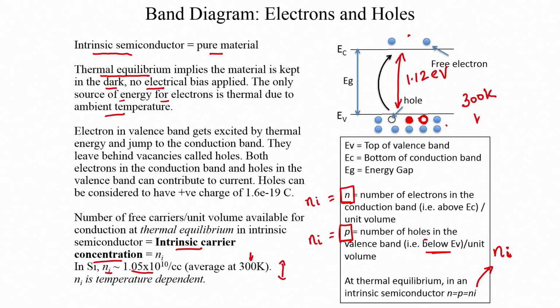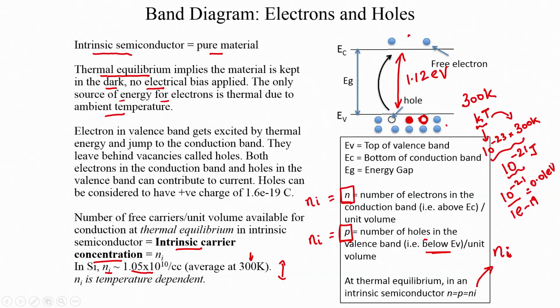It is of the order of kT, where k is the Boltzmann's coefficient, which is of the order of 10 power minus 23 joule per Kelvin, and T is the ambient temperature, which is about 300 Kelvin. And therefore, this product has a value of about 10 power minus 21 joules, which is of the order of 10 power minus 21 divided by 10 power minus 19, which is 0.01 electron volt.